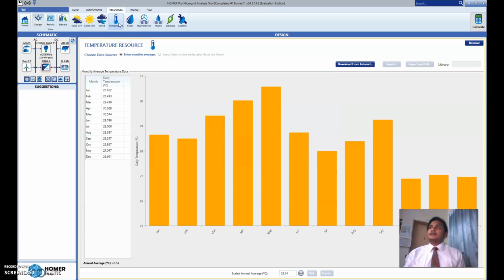The third data that we need is the temperature resource, where we find the daily temperature for each month. We can see based on this graph that the highest temperature is in the month of May, which is 30.57 degrees Celsius.